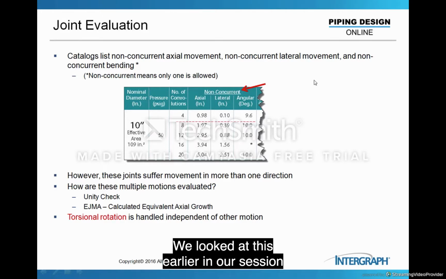We looked at this earlier in our session when we looked at the demand on the joint. Well, now we're using it in the opposite sense. We have some calculated overall deflection of the joint from installed operation, and we want to go back and look at the catalog to make sure we don't exceed these values.